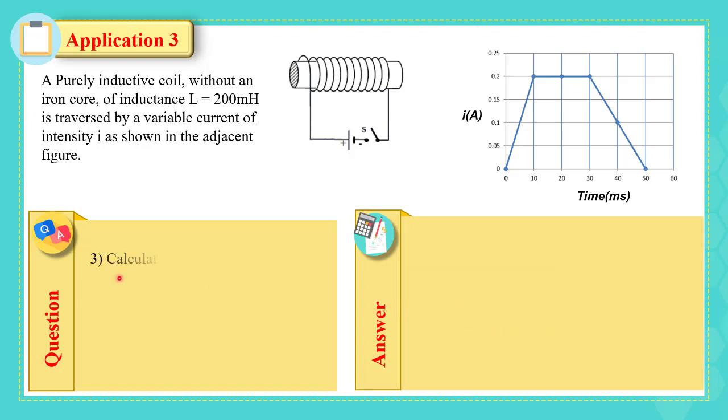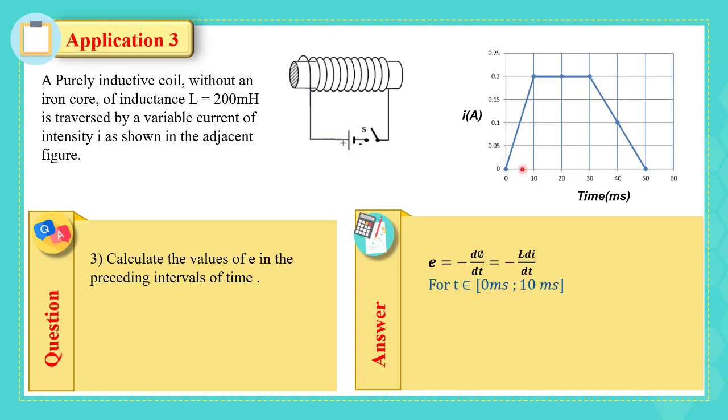Part 3. Calculate the values of E in the preceding intervals of time. Since E equals minus dflux over dt, which equals minus L dI over dt, for the first interval between 0 and 10 milliseconds, dI over dt is the slope, which is equal to 0.2 over 10 times 10 to the power minus 3, equal to 20 amperes per second. And so E equals minus L dI over dt, equals minus 0.2 times 20, equals minus 4 volts. For the third interval, t between 30 and 50 milliseconds, the slope will be equal to minus 10 amperes per second, so E will be equal to 2 volts.